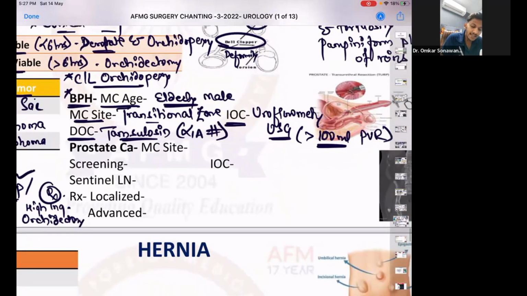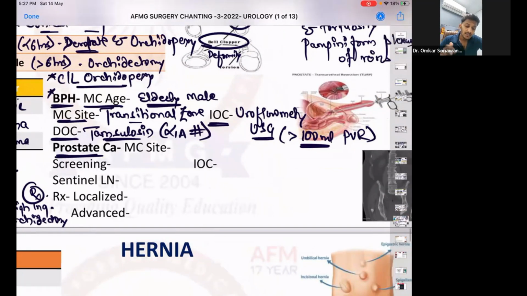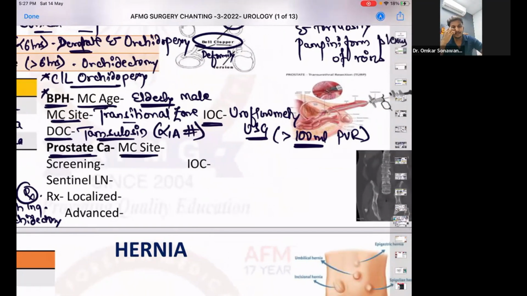Then if I talk about prostate cancer, what is the most common site for prostate cancer? Anybody? If I talk about the lobes, it is usually the peripheral lobe. So all the P's, you need to remember.